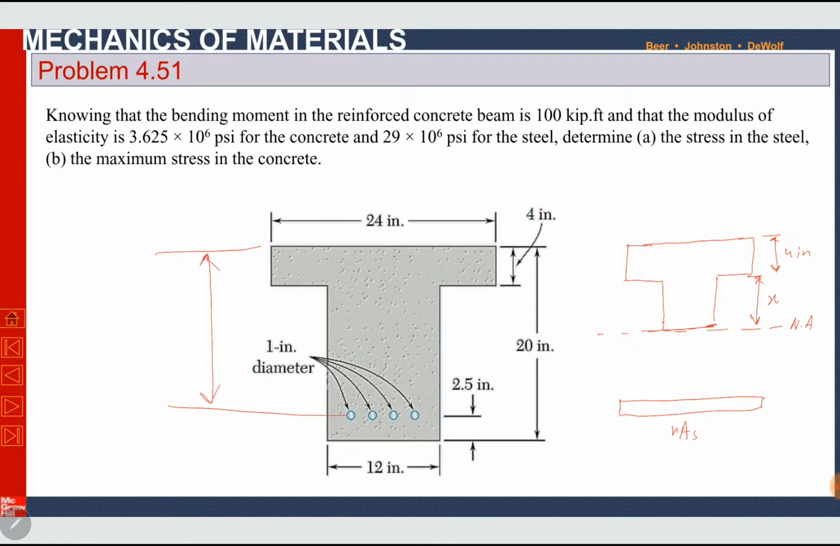It is 20 minus 2.5. 20 minus 2.5 is 17.5 inches. So this total depth is 17.5 inches. So the remaining one from neutral axis to steel is 17.5 minus 4 minus x.